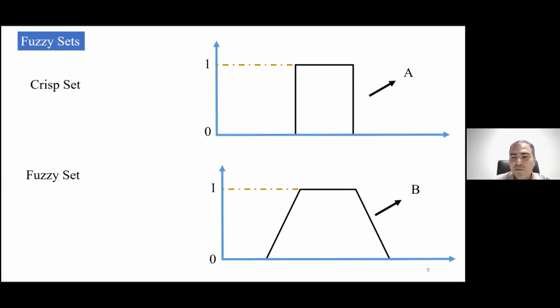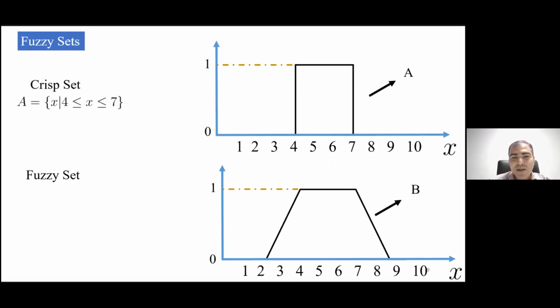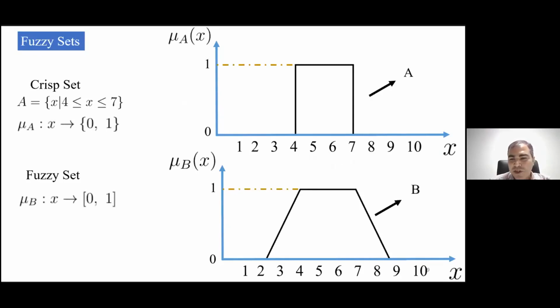The universal discourse may be the real line. A crisp set is characterized by a membership function mapping the domain into only two values, 0 and 1. Thus, the membership function of a crisp set assumes only two values, 0 and 1. That's why it sharply drops from 1 to 0. However, in a fuzzy set, the transition from membership to non-membership is gradual rather than abrupt, and the membership function maps the domain into a subset of the interval 0 and 1.